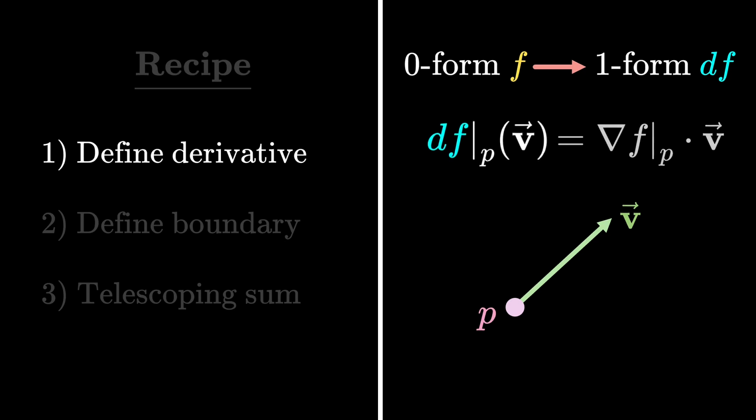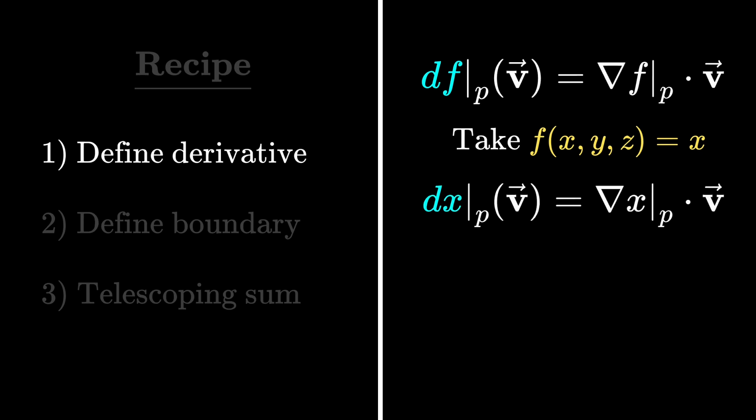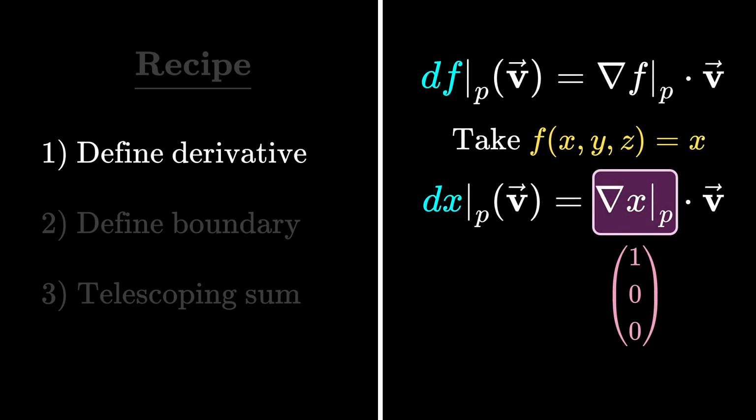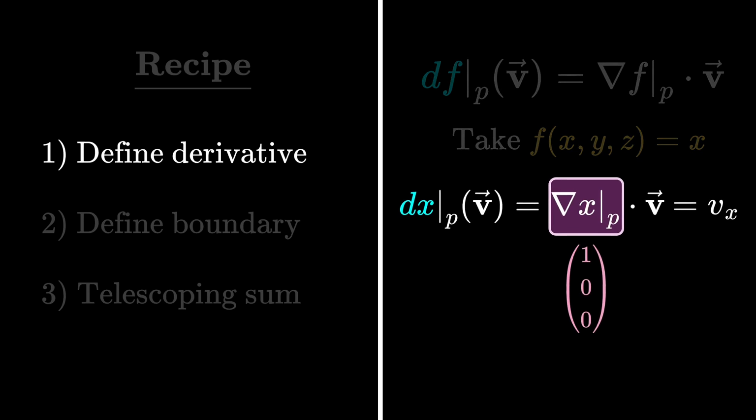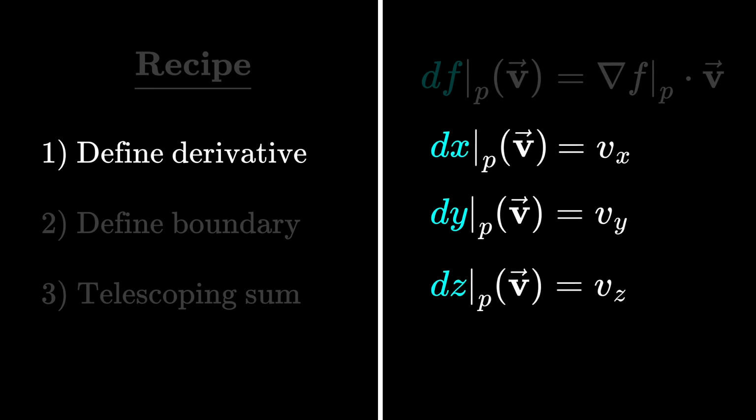In symbols, it's the gradient of f dotted with v. As an example, let's take the function f to be just x, and we substitute x into the definition. The gradient vector is just (1, 0, 0) for the function x, and so dotting with v gives the x component of v. Similarly, dy and dz acting on the vector v give the y and z components respectively.